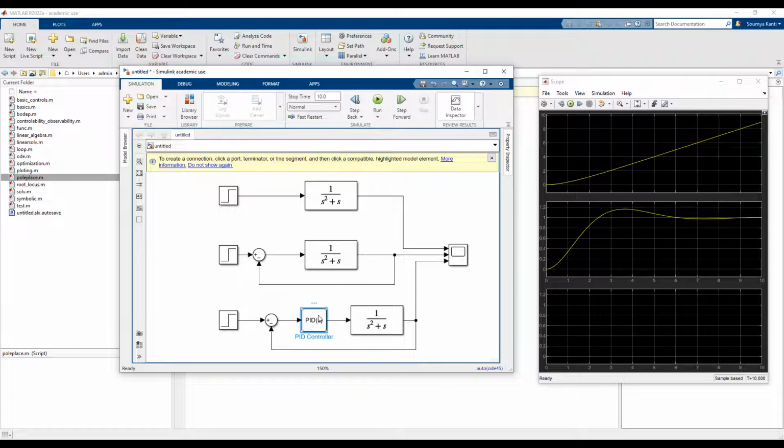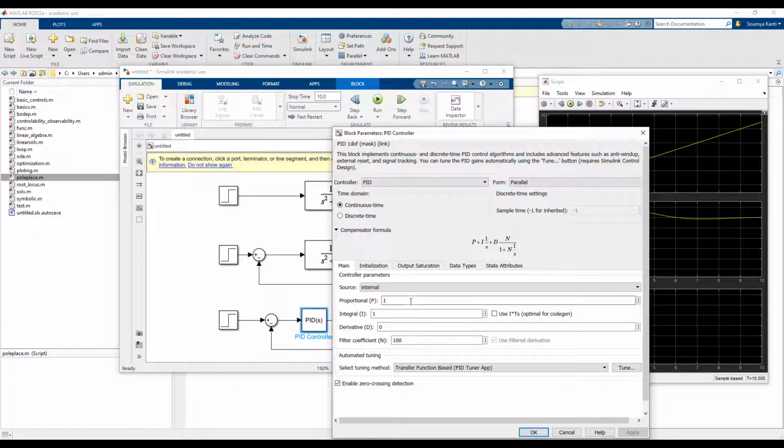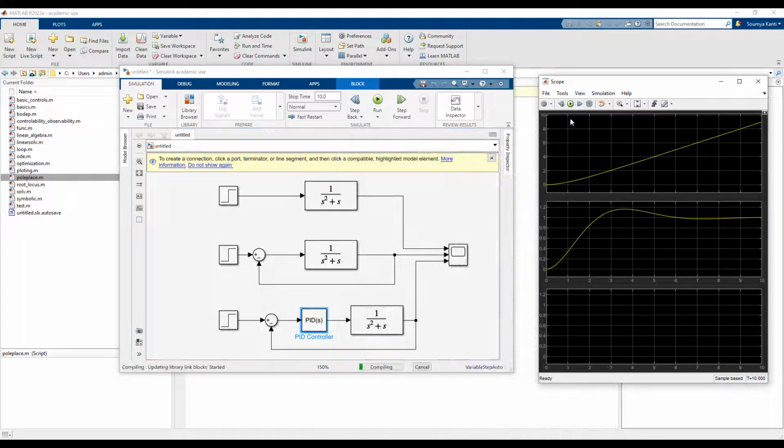Okay, so if I open this PID controller, right now the proportional gain is 1, integral gain is 1, derivative gain is 0. So actually the controller looks something like this. It's not the normal one. It's not like Kp times Ki by S plus Kd times S. It looks something like this, so that the controller is causal. Okay, so let's stick with these values and see what is the output of the system.